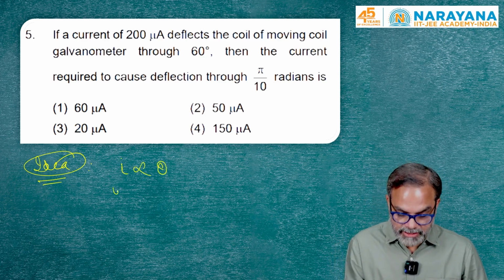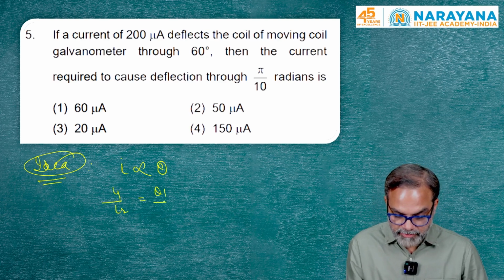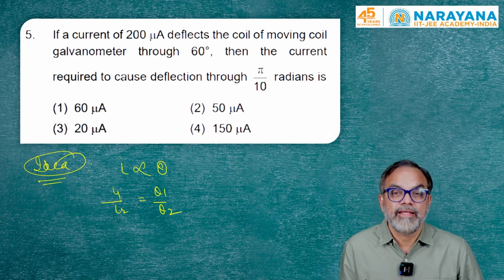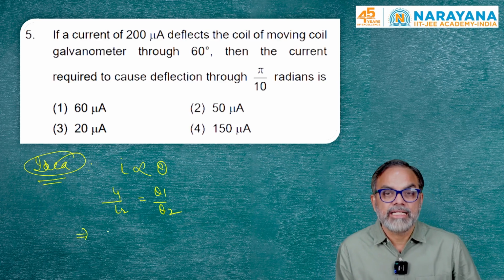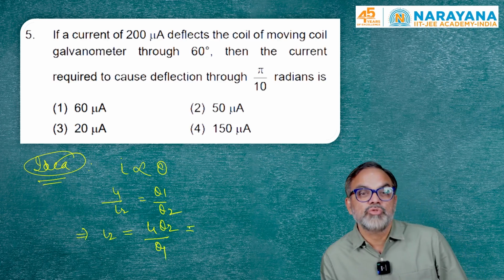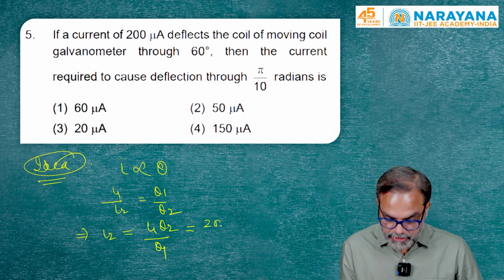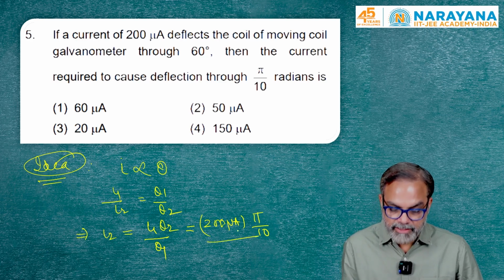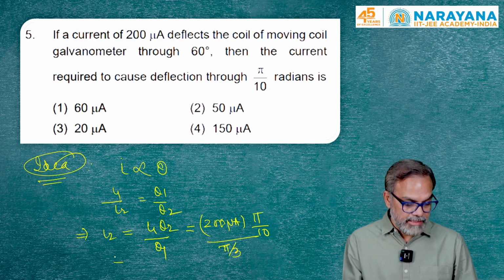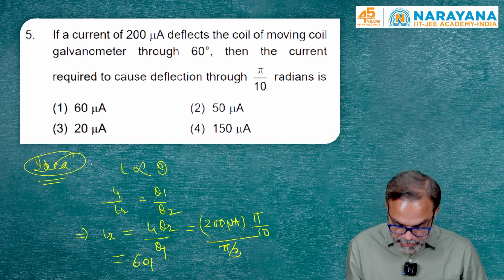So that's the situation. So I1 over I2 will be theta 1 over theta 2. We are looking for a deflection of pi by 10 radian. So putting the values over here, I'll get the required current, that is I2 will be I1 theta 2 over theta 1. So when we make substitution, this is 200 microampere, right? Theta 2 we are looking for pi by 10 and theta 1 is 60 degrees, so this is pi by 3. So when we simplify, we get 60 microampere current.